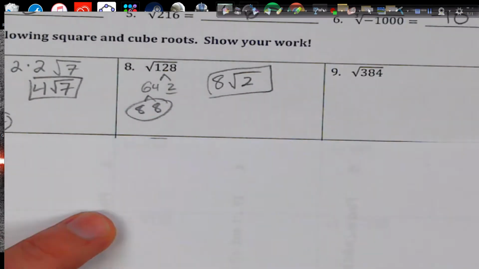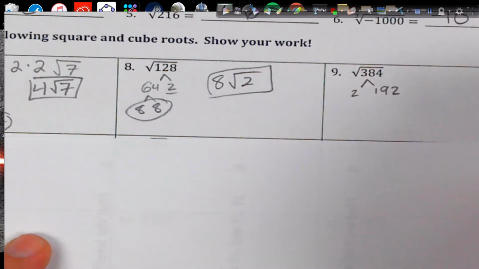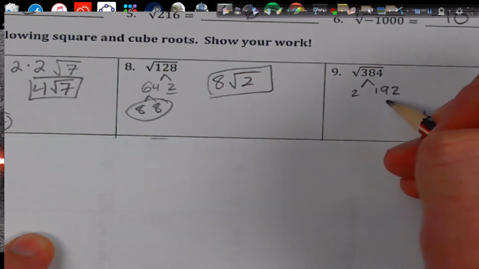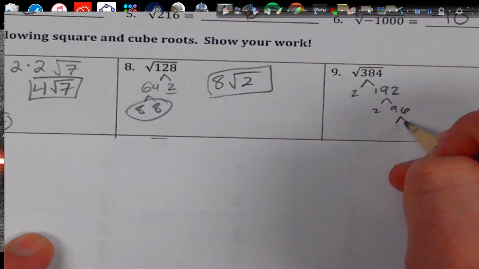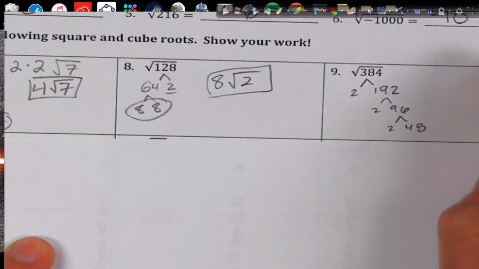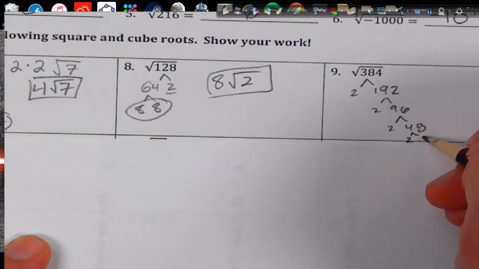All right, 384. So the square root of 384, we're going to go ahead and try and break that down as well. It might be a difficult one to do, but you can divide it by 2, I guess. That would work. So let's try that. I don't know any other numbers that go into it easily. So divide that by 2 and see what we get. Divide that by 2, see what we get. And I'm going to divide by 2 one more time and then see if I can do anything else. All right, divide by 2, we got 24.